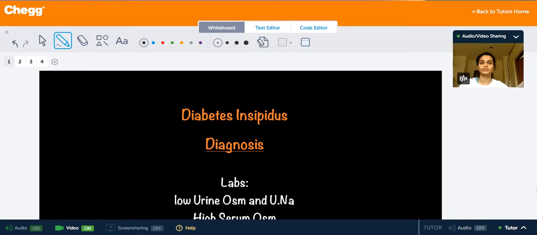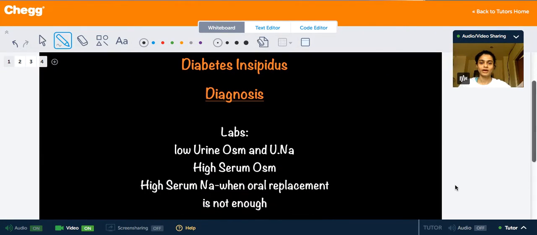So apart from the clinical features of polyuria, which is increased volume of urine or increased urine output, the urine is also going to be watery and bland. And some of the tests that we can do to diagnose this are urine osmolarity, urine volume, serum osmolarity, and serum sodium. So in DI, what you're going to notice is if you take a sample of urine and you measure the urine osmolarity and the urine sodium, both of these values are going to be very low because the urine is going to be very, very watery. There's going to be a lot of excretion of water in the urine.